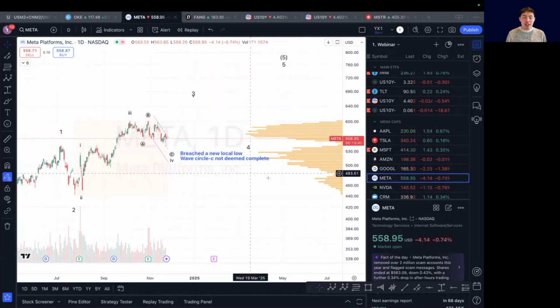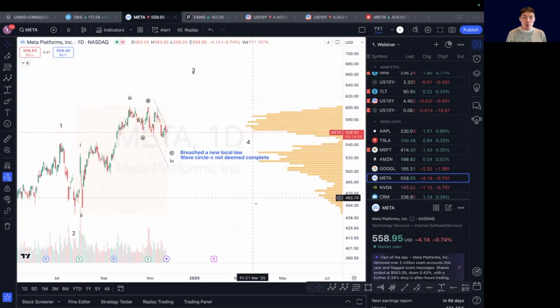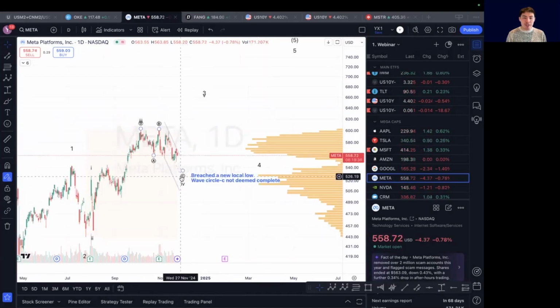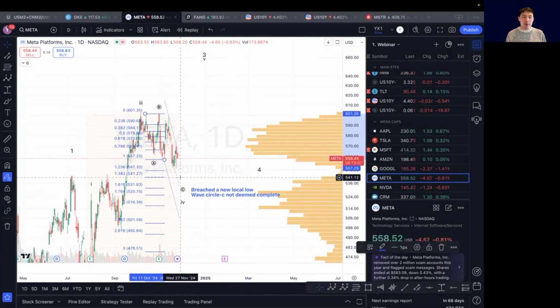Meta, it does feel like wave 4 has not quite finished, as yesterday we broke a new low. What we do normally expect is a wave C being equal length or just slightly higher than wave A, so 1.236 extension of wave A from the top of wave B. We could technically say it's completed or near completion, but I think the price action just doesn't give us a lot of confidence right now.